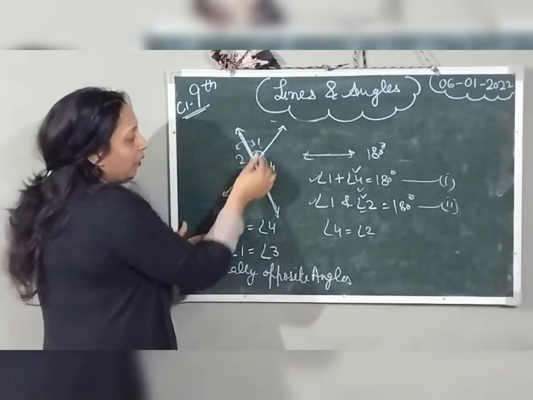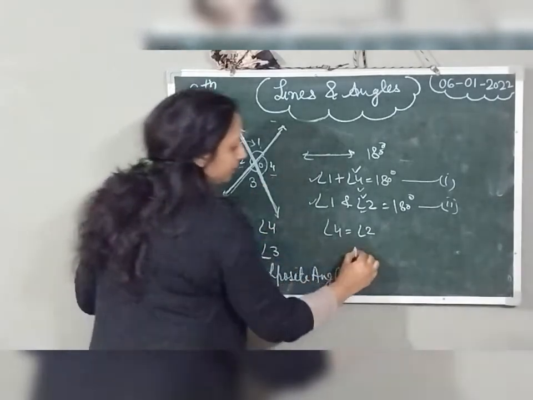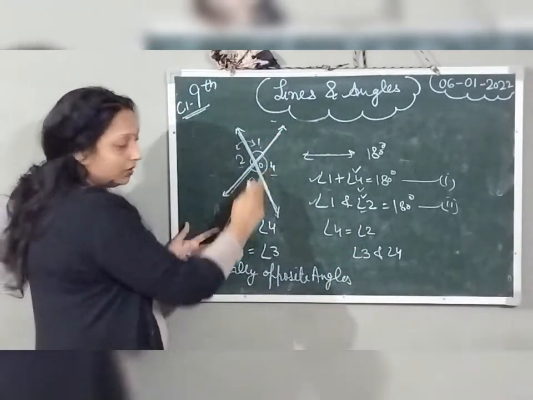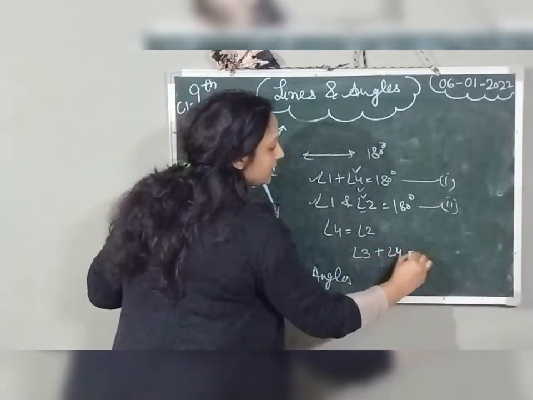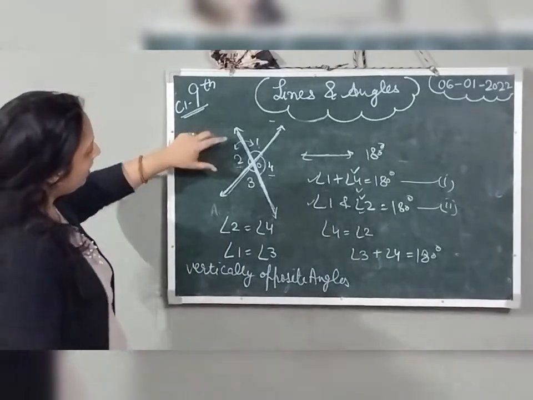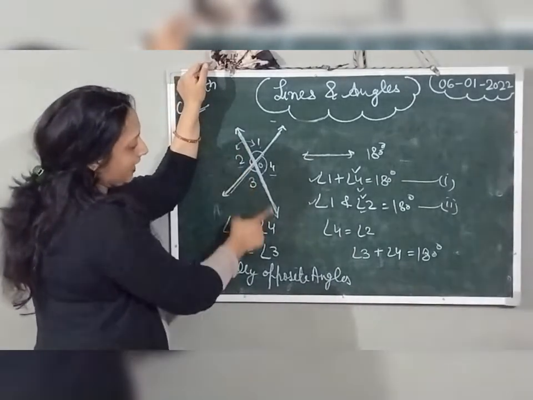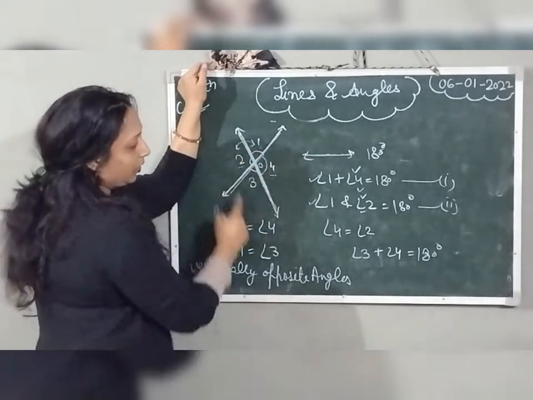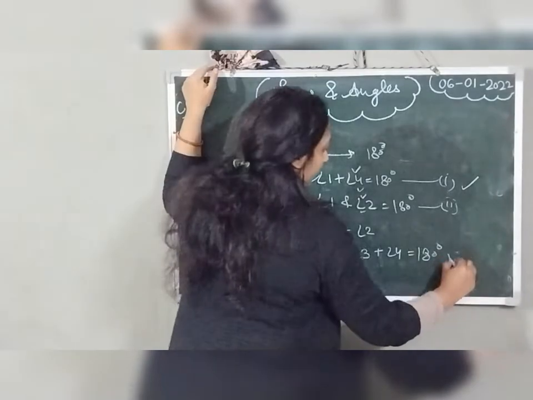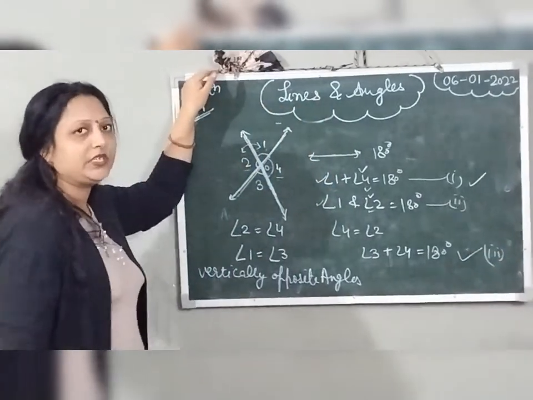If I talk about this line here, angle 3 and angle 4, if I add them, it becomes 180 degrees. And here in this line, angle 1 plus angle 4. Okay, so we have this equation here. This one I am giving the name equation number 3.